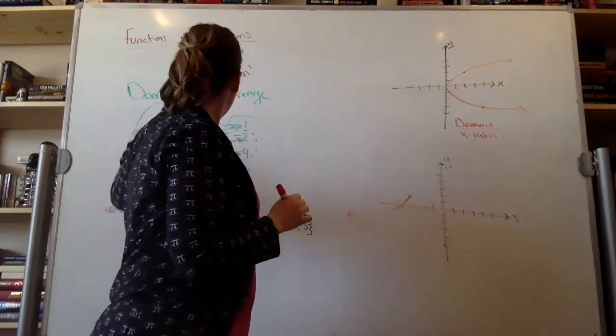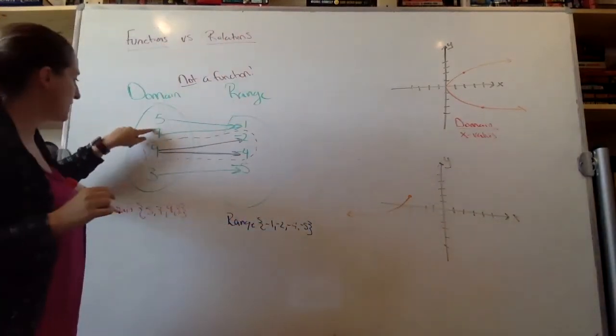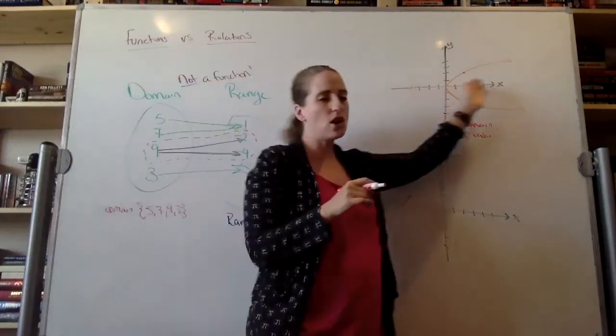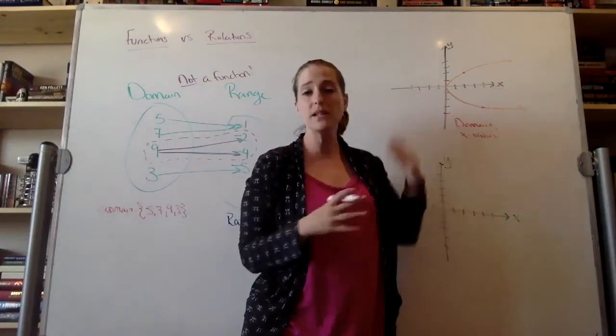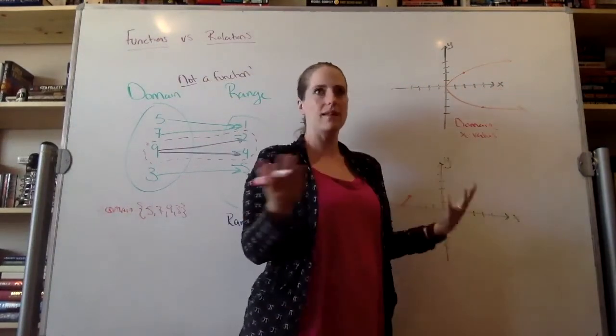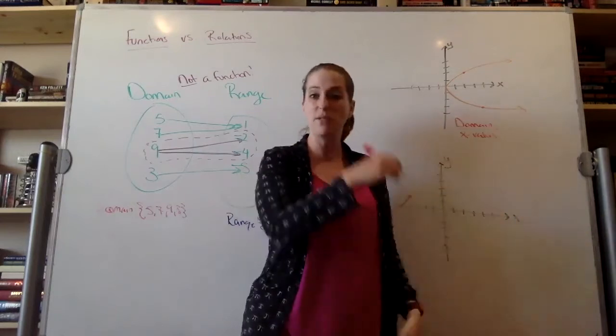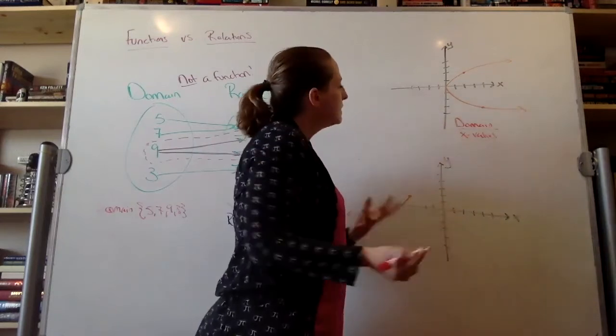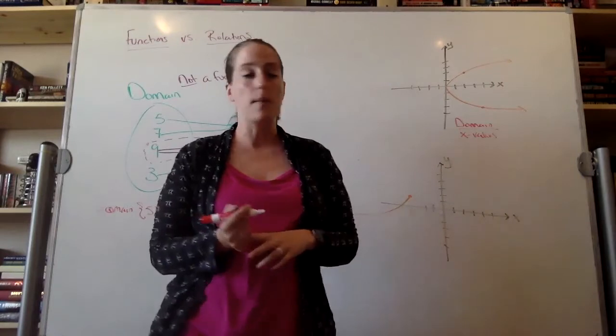Now, unlike over here where I could make a discrete list, 5, 7, 9, 3, I can't simply list all of the possible x values. Why? Because there are infinitely many of them, and I can't make a list that has infinitely many things on them. I'd be writing forever, okay? Instead, we're going to use interval notation to describe our domain.